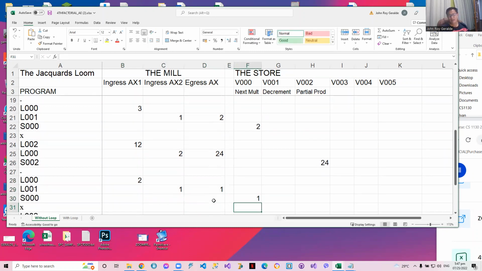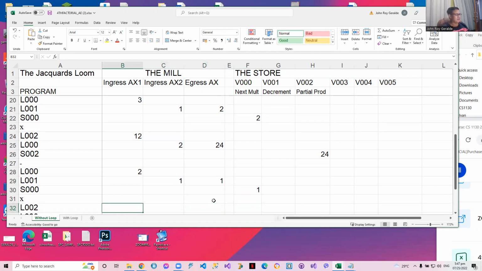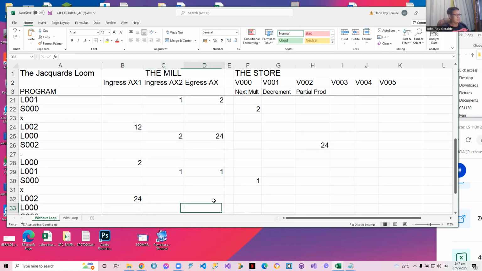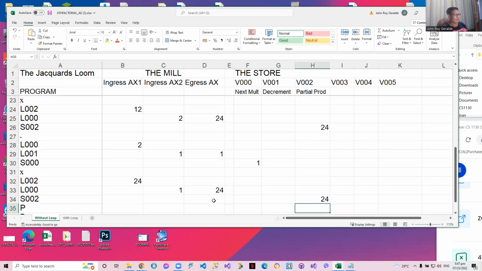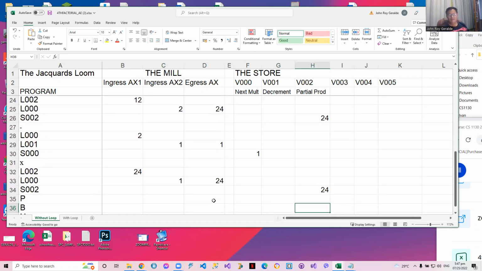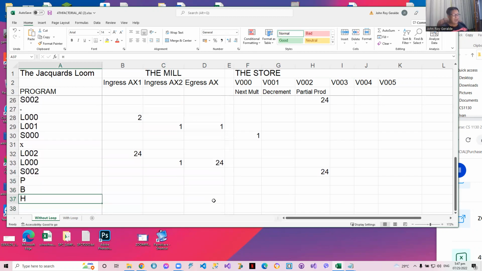1 is the last multiplier. We do not end without a 1. Okay. So times L002 is 24. L00 is 1. This becomes 24. And S002 becomes 24. And we're done. Do you follow? P means print. It will print the value 24 to the last available card. Okay. B means bell. A bell will ring to awaken the sleeping attendant. Okay. And H is halt.